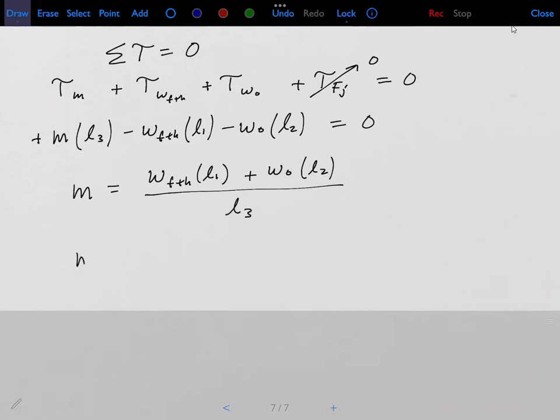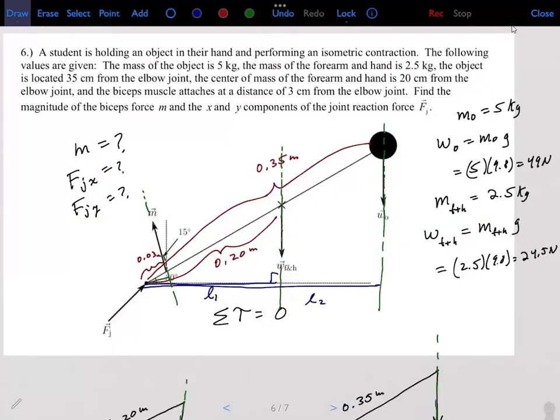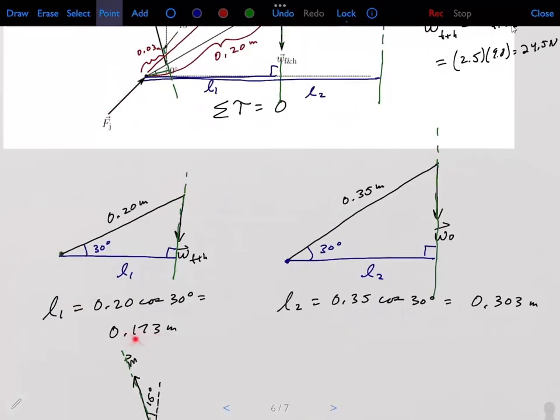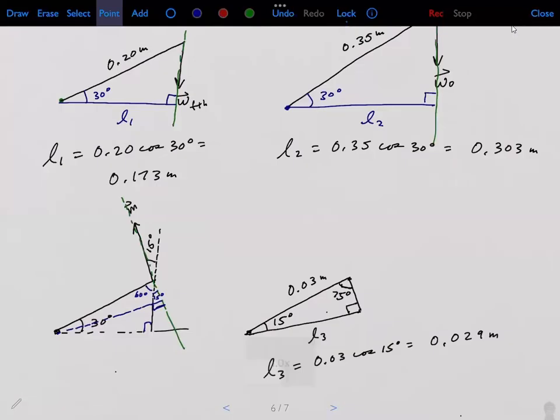Okay, and if we go back and plug in these values, let me just double check these. The weight of the forearm and hand is right here, 24.5. The weight of the object was 49. And then I have all those moment arms. L1 was the moment arm for the weight of the forearm and hand, 0.173. The moment arm for the weight of the object was 0.303. And the moment arm for the muscle was 0.029.